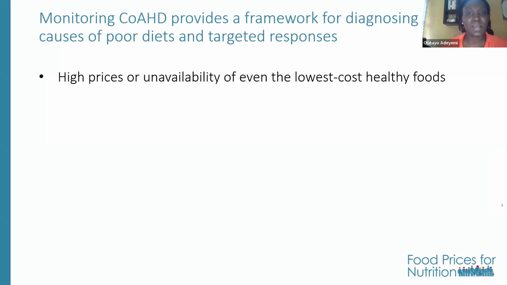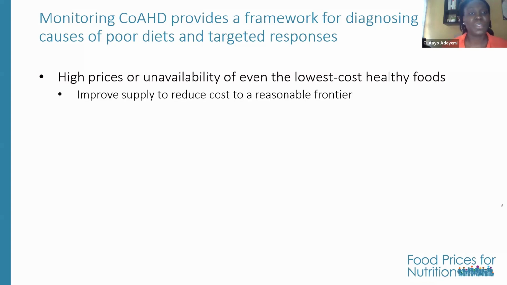And so this has already been alluded to, but when you have the cost of a healthy diet and the affordability of a healthy diet, it provides a framework for diagnosing the causes of poor diets, and it also helps you to target responses. So for instance, if you have poor diet, it could be because prices are high, and so people cannot afford even the lowest cost healthy diet. And so once someone cannot afford the lowest cost healthy diet, then the person cannot consume a healthy diet. There's nothing you can do about it. And so in such a situation, you have to improve the supply to reduce costs so that the person will actually be in a position.